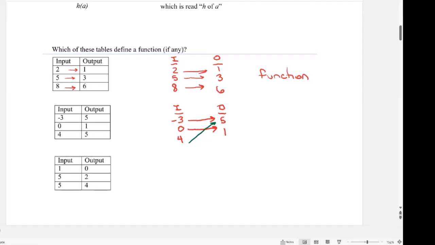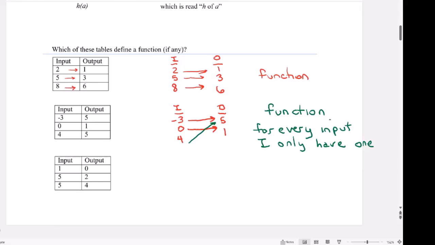So is this a function? Well, this is also a function. Why is this a function? Because for every input, I only have one output.